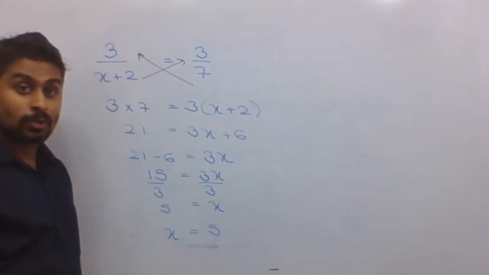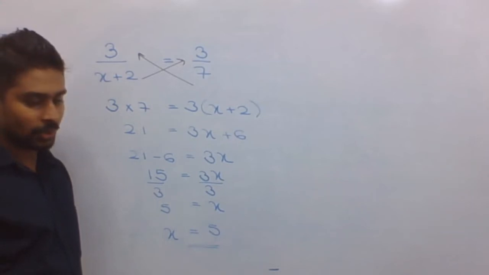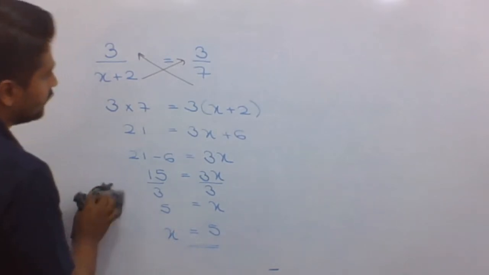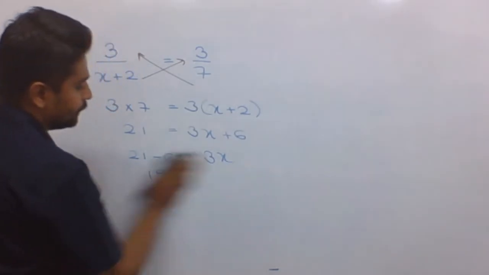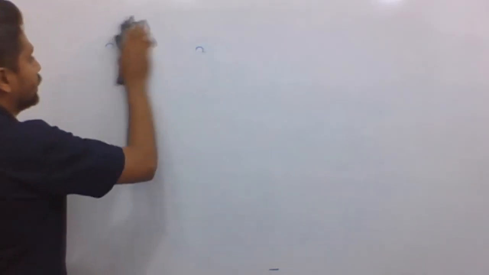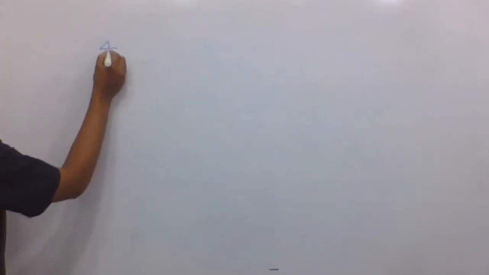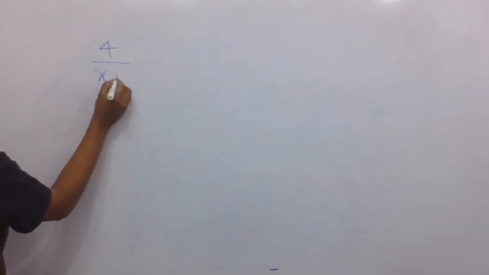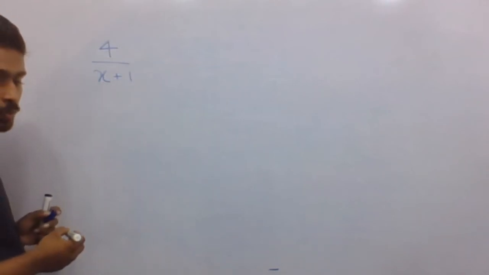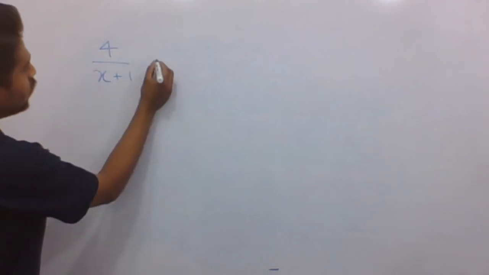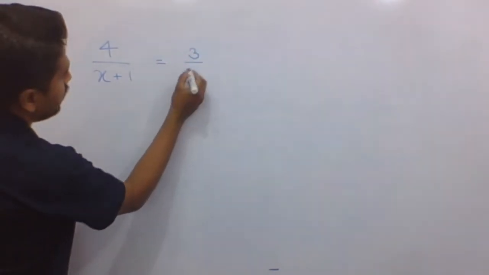Right. Then let's do next question. I'm going to erase this one. Now look at what is the question here. This one, it is 4 over x plus 1. Then 3 over x minus 2.